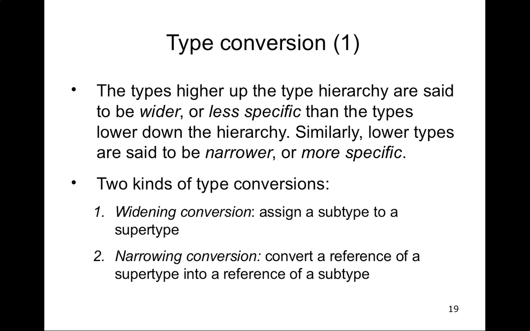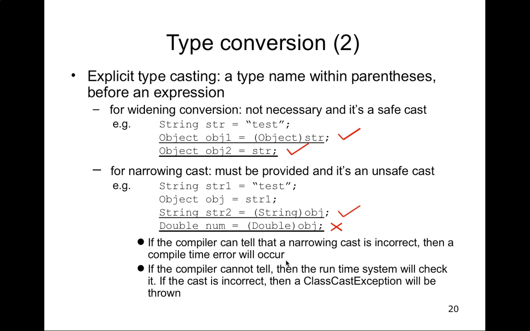Well, two kinds of type conversions here. Widening conversions, assigning a subtype to a supertype. I believe that this top part's the same as the previous slide. Narrowing conversion converts a reference of the supertype into a reference of the subtype. Just take it for granted at this point. And then here we go. Here's some examples to put it in perspective.